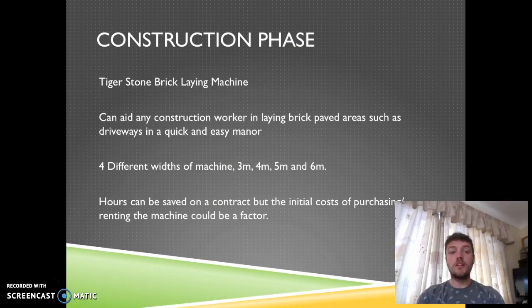The third technology is something which is going to help people in the construction phase of a project, and it's called the Tigerstone bricklaying machine. This machine can aid any construction worker in laying brick paved areas such as driveways or parks or any other item where brick paving is going to be necessary. The machine comes in 4 widths: 3 meters, 4 meters, 5 and 6 meters wide. It can help to reduce labour hours on a contract, but the initial cost of purchasing or renting the machine could be a massive factor.